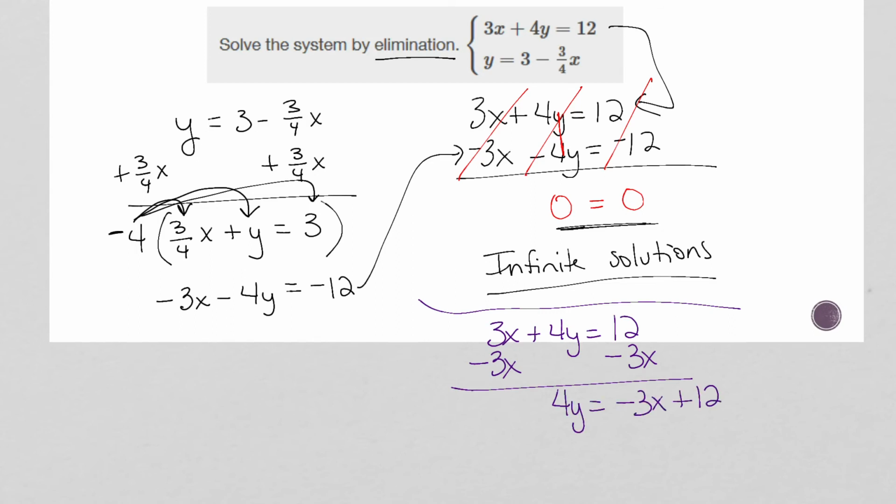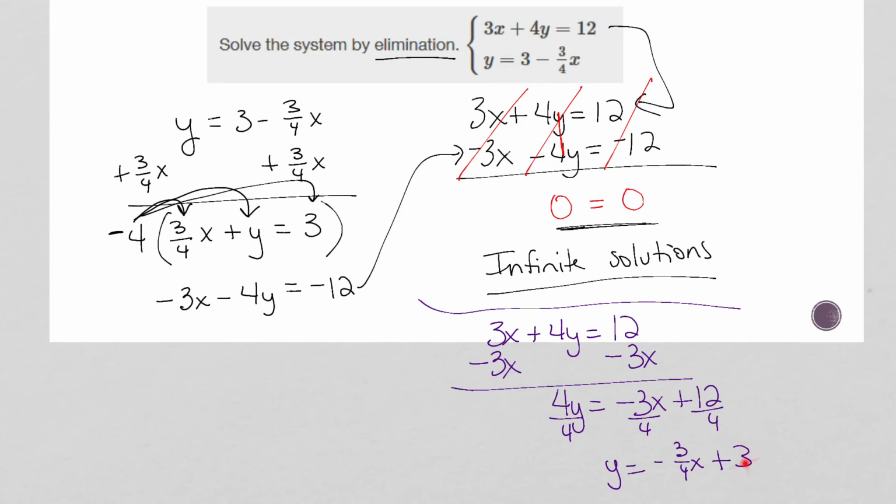And I would divide by 4. Check this out. I end up with the exact same y-intercept. Now, keep in mind, their order is swapped, and that's okay. But the y-intercept is now first. So the y-intercept is 3.